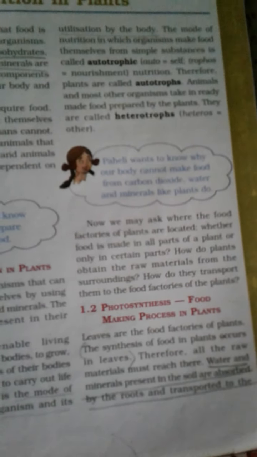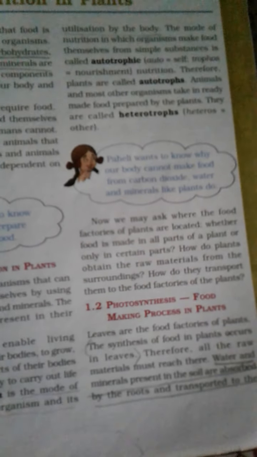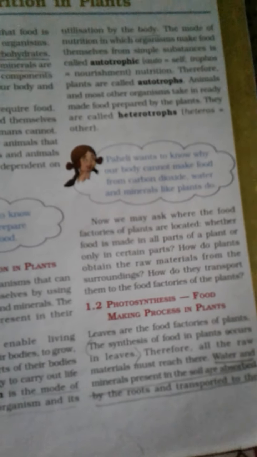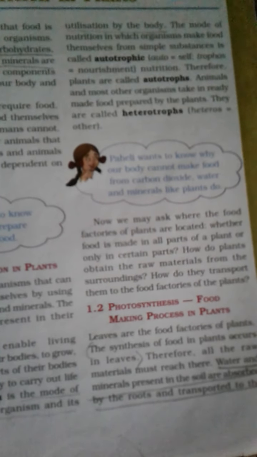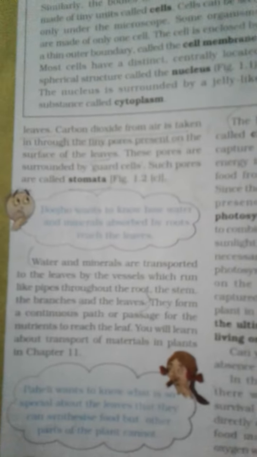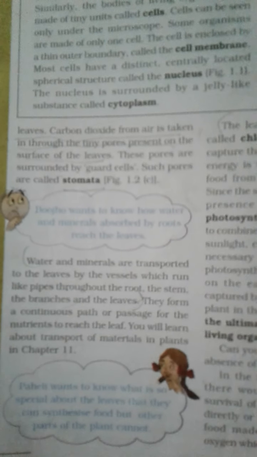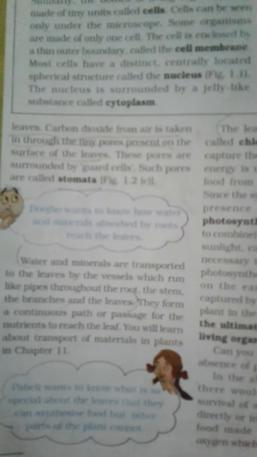Carbon dioxide is taken in through the small pores that are present on the leaf surface known as stomata. On the other hand, water and nutrients are absorbed by the roots and transported to the leaf through the vascular bundle that is present inside the stem. Okay, so now the leaf has got water and minerals and then carbon dioxide.